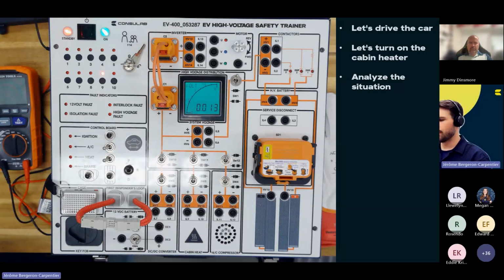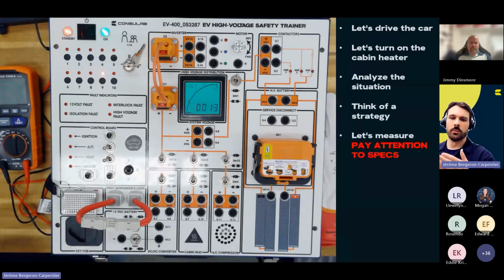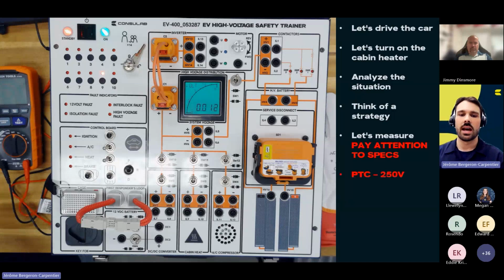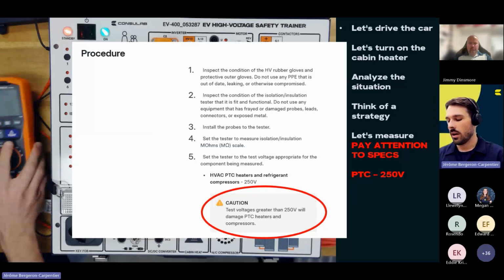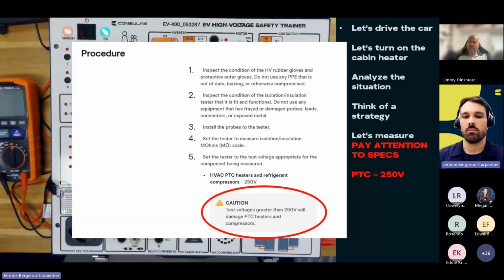So first thing first, we want to do some testing. We need to pay attention to the spec, so we can go to the service manual. For example, the Tesla Model 3 service manual says that on the PTC, we can only test it with the insulation meter at 250 volts. If we test it higher than that, we can permanently damage the component.